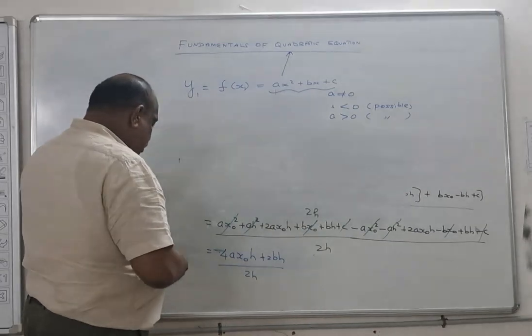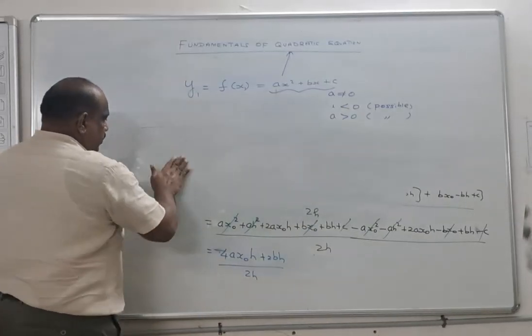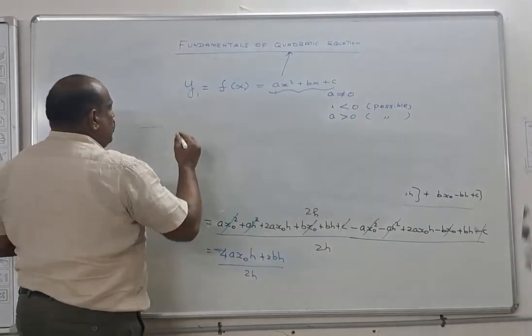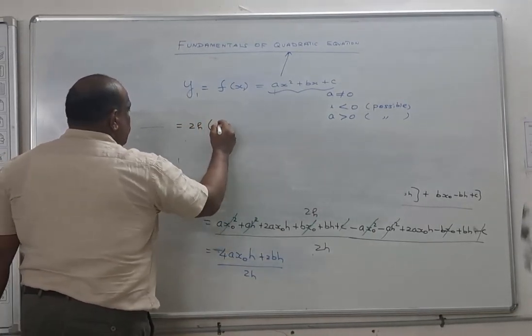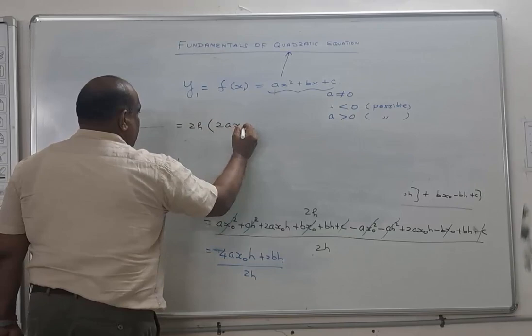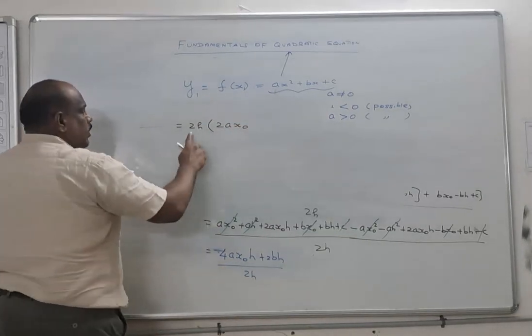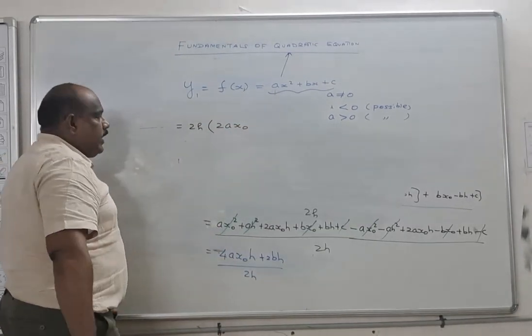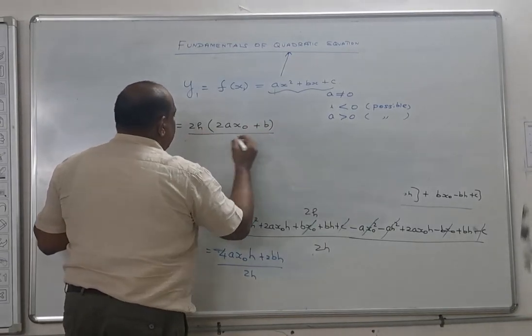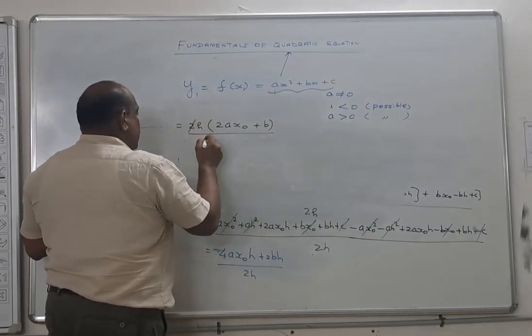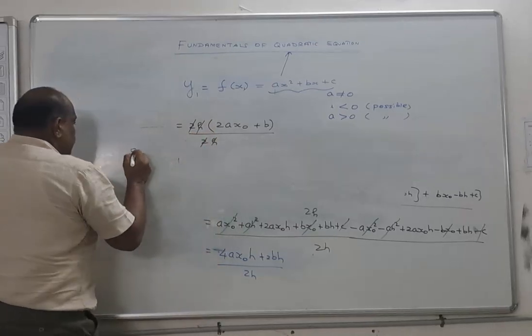So in the numerator, which can be taken common? 2h. Yeah, 2h can be taken common. So it becomes 2a into x naught. If I multiply, it becomes 4ah x naught, plus b. Divided by, so 2 cancels, h cancels.